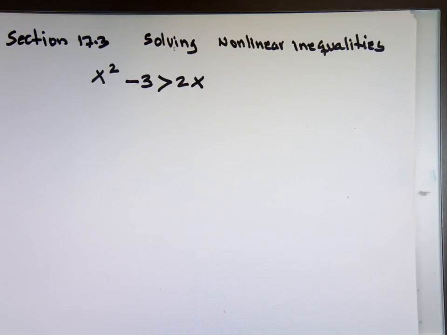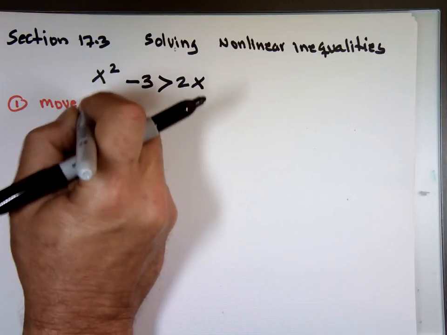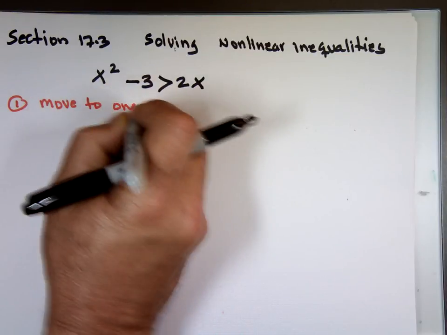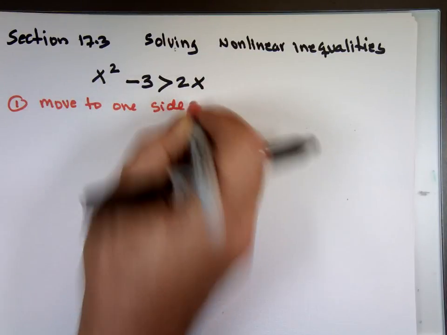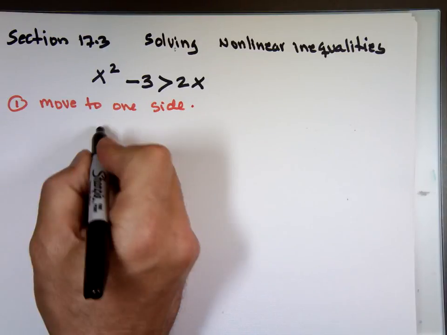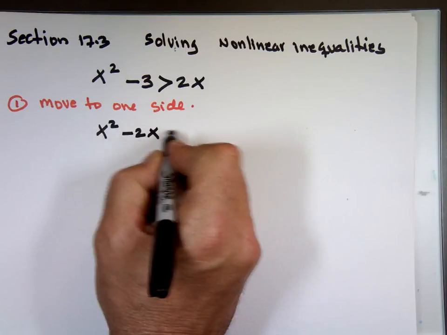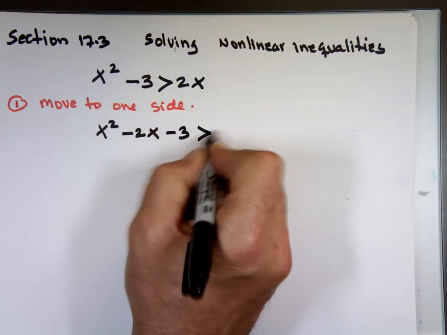What I like to do with these, the way I do them, step number 1, I move everything to one side. So if I move everything to one side, I'm going to have what? X squared minus 2x. I like to put them in order. Very good. Minus 3 greater than 0.